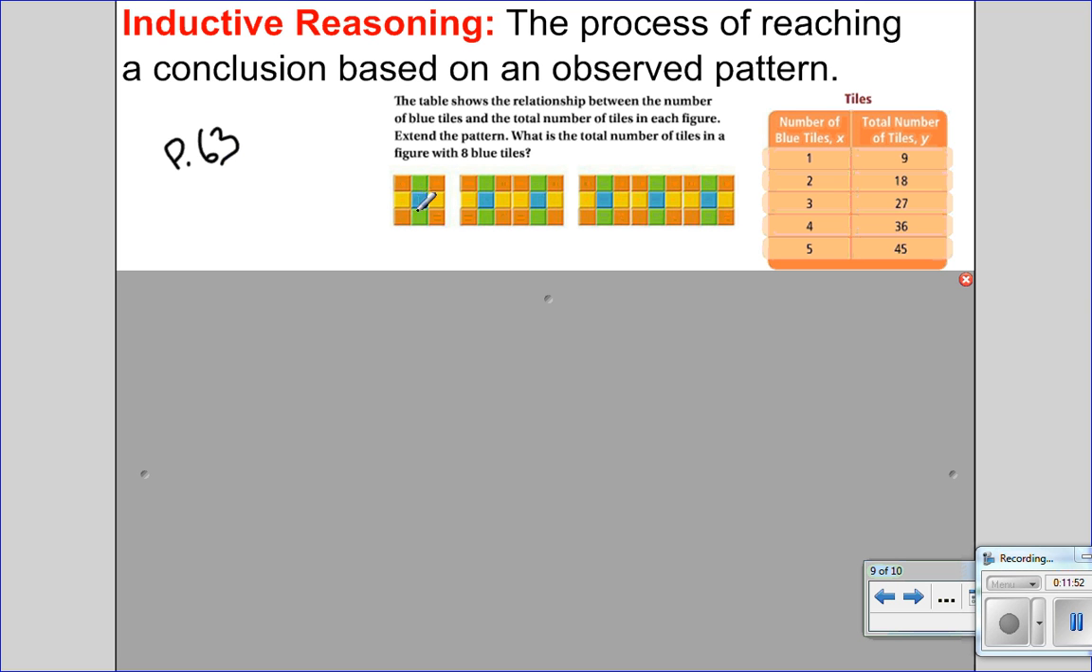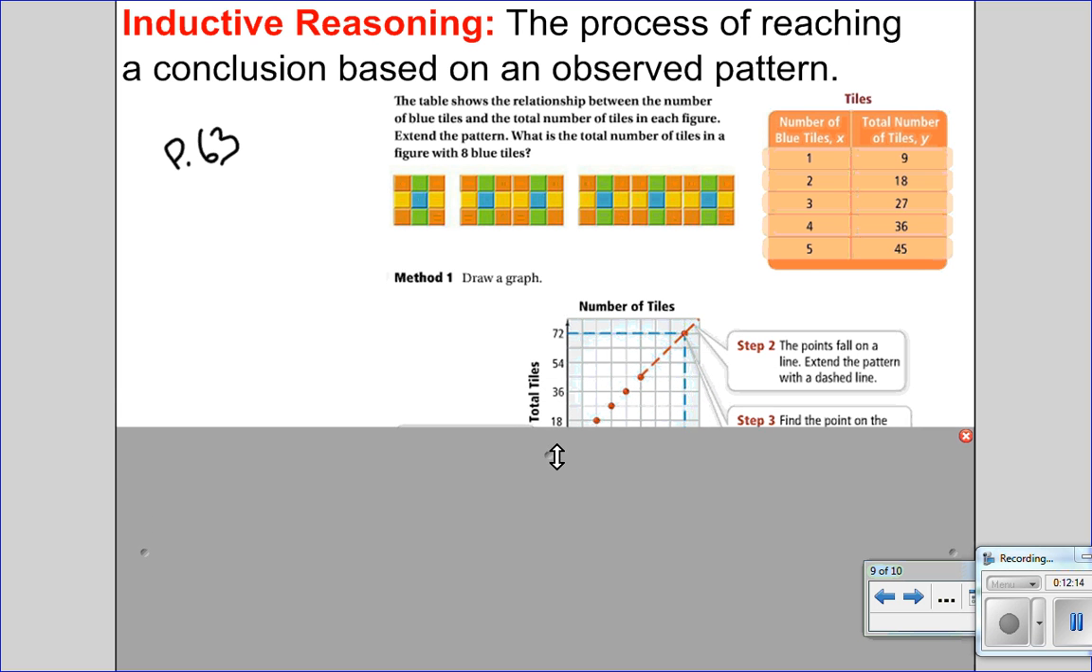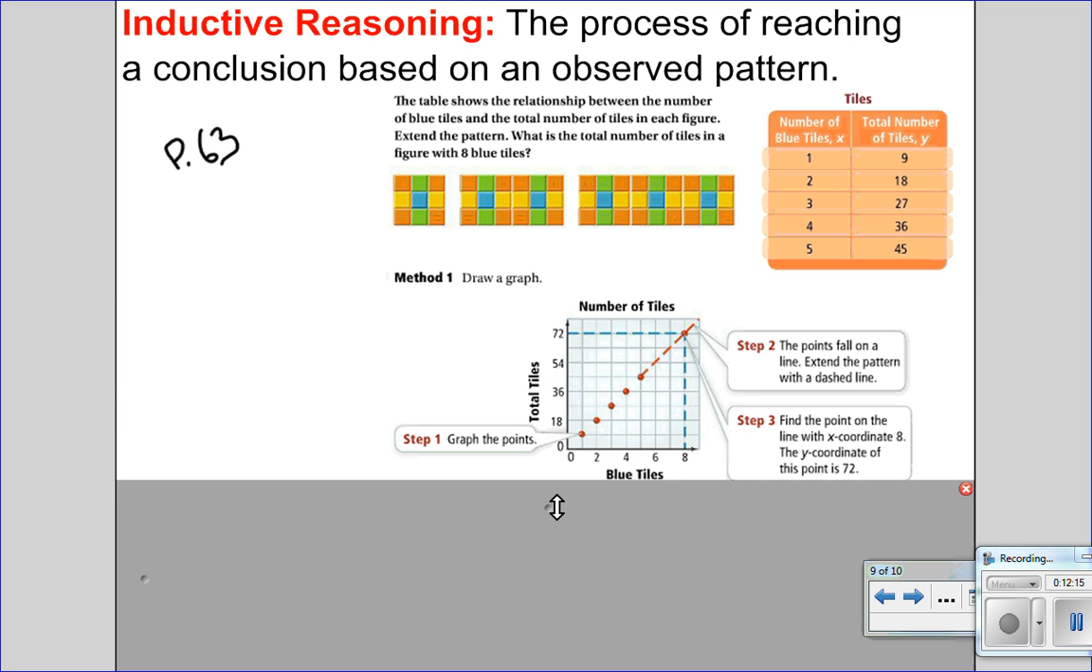So look, if I have 1 blue tile, I have 9 total. 2 blue tiles, I have 18 total. 3 blue tiles, I have 27 tiles. It continues. 4 blue, 36 total. 5 blue, 45 total. So there's 2 ways I can figure this out. I can draw a graph. It might take more time, but if it's easier for you to visualize, go right ahead and do so.